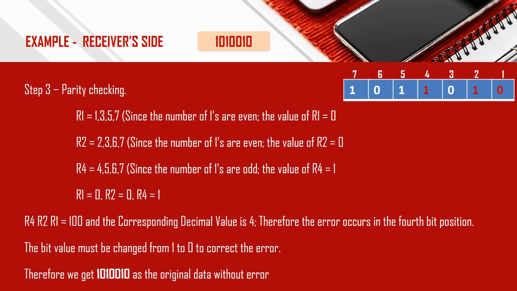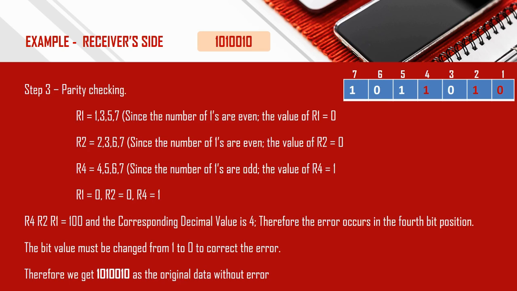Let's check. At the fourth position we have 1, fifth position we have 1, sixth position we have 0, seventh position we have 1. So altogether we have 3 ones. Therefore we need to add one more 1 to make it an even number. Therefore, since the number of ones are odd, the value of R4 will be 1. So here R1 is equal to 0, R2 is equal to 0, R4 is equal to 1. So R4, R2, R1, the value will be 1, 0, 0, and the corresponding decimal value is 4. Therefore the error occurs in the fourth bit position.